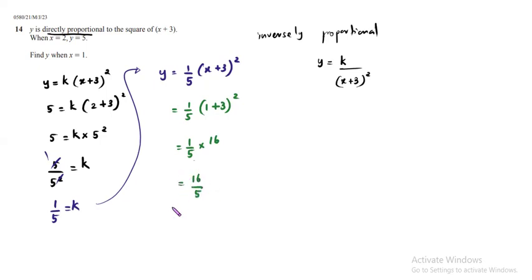So when I divide this 16 by a 5, I can write that answer as a decimal as well. I end up getting 3.2. So 3.2 is the value of y. We will do the same thing even if the question was given as inversely proportional, but the only difference is that the value that we have here should be written in the denominator. The k should be in the numerator.